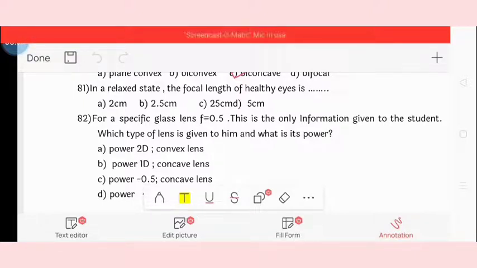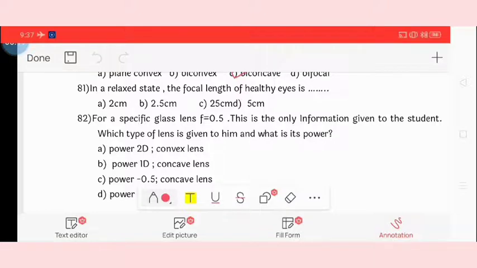Now the next question is, in a relaxed state the focal length of a healthy eye is. So in the relaxed state the focal length of a healthy eye is 2 centimeter. So the correct option is option A.